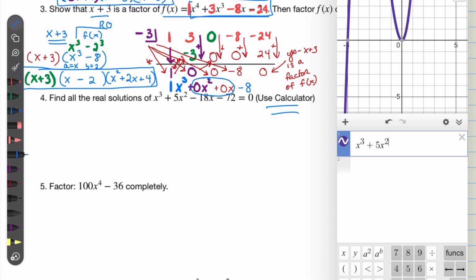So I've put in my x cubed plus 5x squared. In comes minus 18x minus 72. Ooh, gee, but now I goofed that up. Minus 18. Nope.